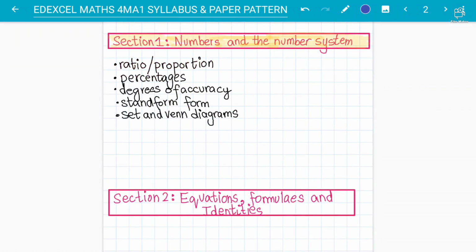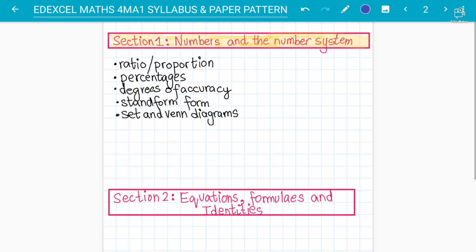So sets and Venn diagrams, we got ratio, percentages, degrees of accuracy, standard form. So these are the basic main topics. We have basic topics like decimals, fractions as well. I'm not writing their names.